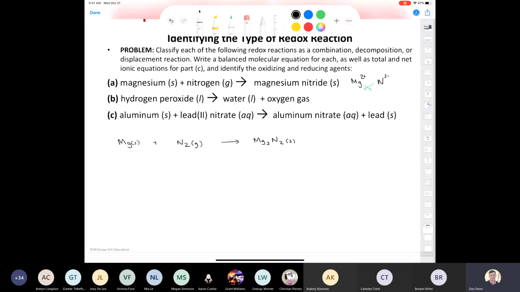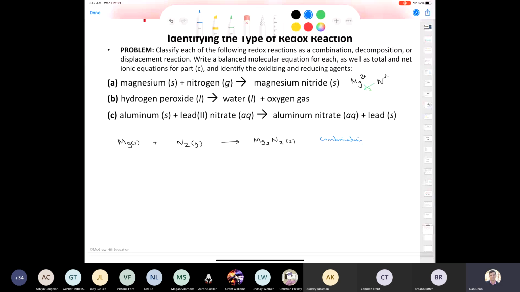Now we're going to identify this as being a combination, decomposition, or displacement reaction. Who could identify this one for me? How would you best classify this reaction? Thanks, Joey. It's a combination reaction. We have decomposition and we have combination. So this is a combination reaction because we're combining 2 reactants.